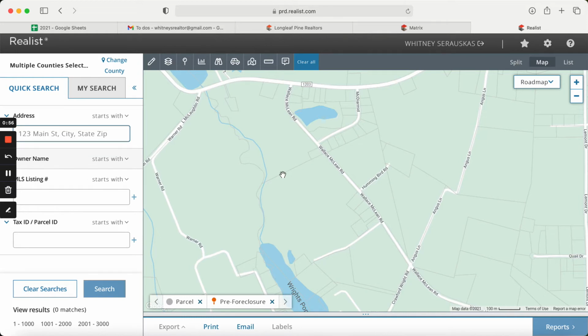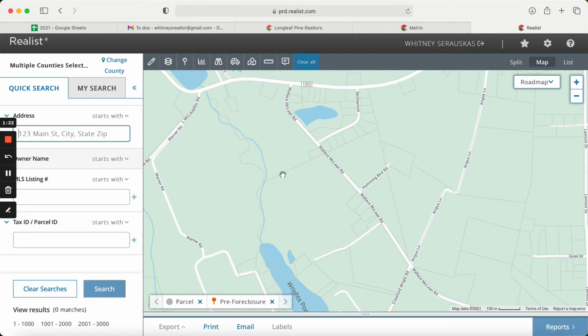So it's great if you are looking at pre-foreclosures and you're doing geo leads, going to an area to get leads from. You can find out who the owner is. It's also great if you know that somebody is interested in a certain house and it's not on the market. You can find out who the owner is and try to find their information from there.